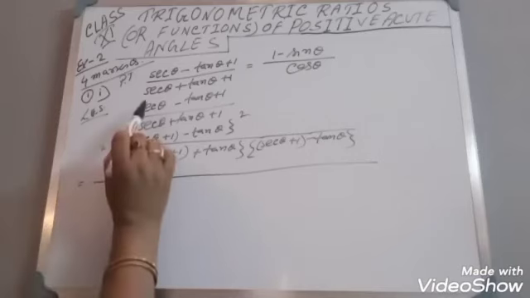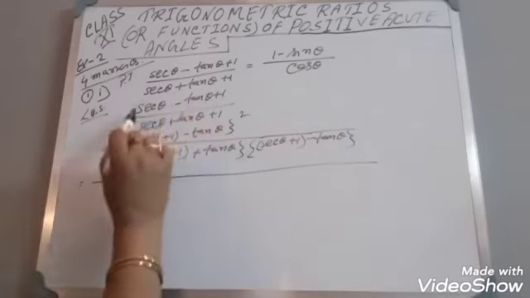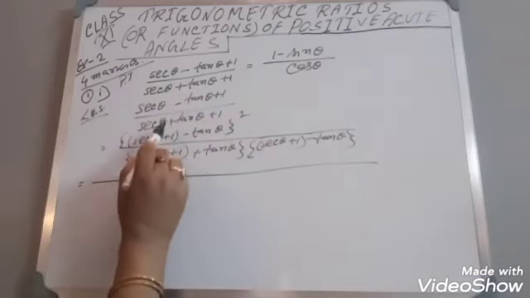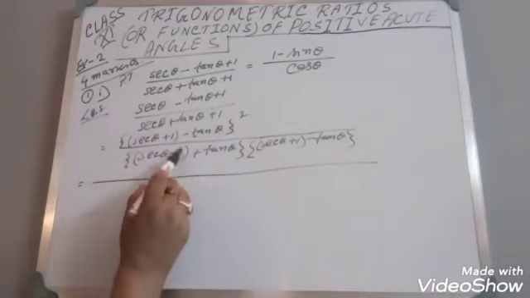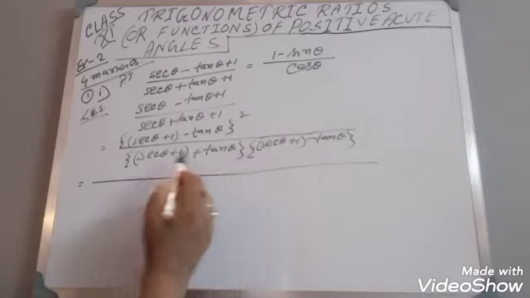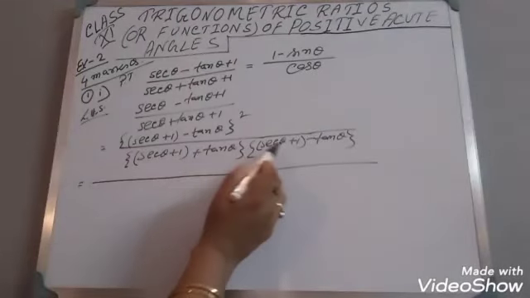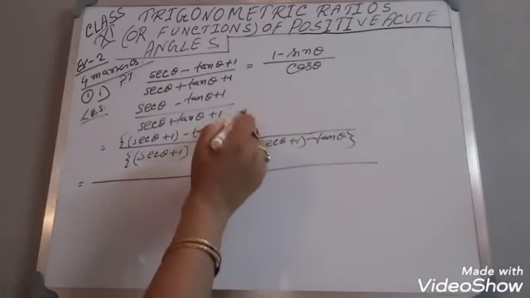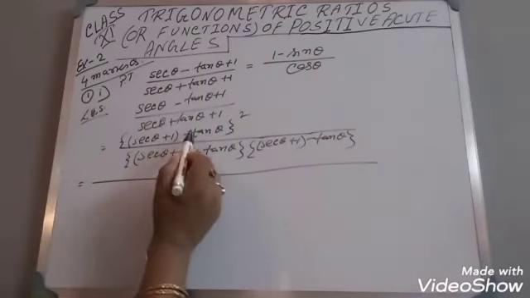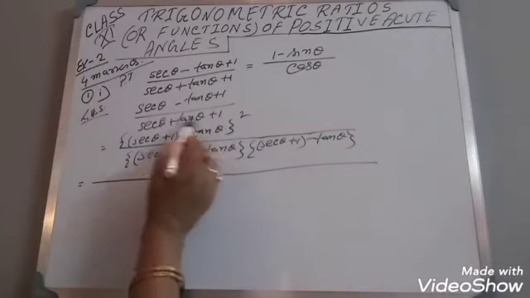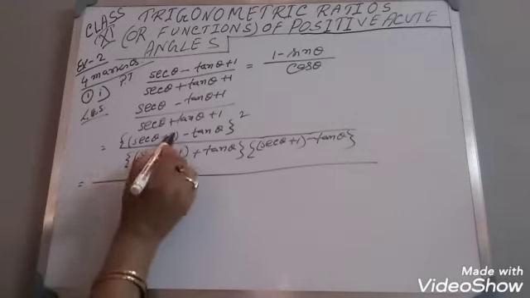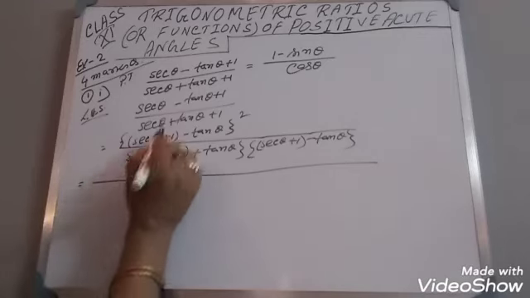Written already. Now sec theta minus tan theta plus 1 can be written as sec theta plus 1 minus tan theta, and sec theta plus tan theta plus 1 we can write as sec theta plus 1 plus tan theta. Now both numerator and denominator we have to multiply by sec theta plus 1 minus tan theta, so then automatically it will be a whole square. Now we will expand sec theta plus 1 minus tan theta whole square as (a minus b) whole square. So automatically this part will be sec theta plus 1 whole square.